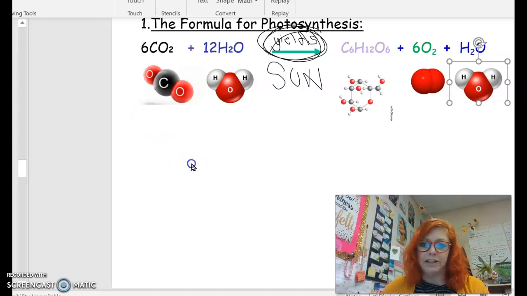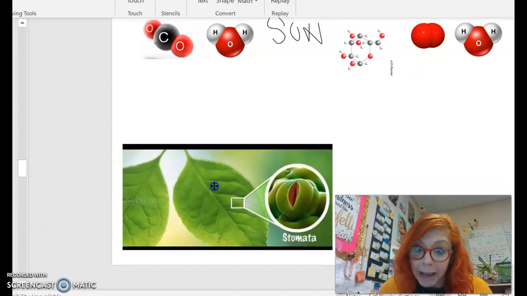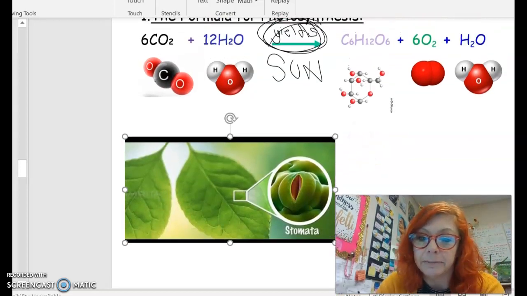Can you believe it? I'm gonna show you a picture from a microscope. I'm gonna put it right here. Look at that. Look at that little mouth. That is so crazy. And they literally open and close to get carbon dioxide when they need it and to let out oxygen. It's mind-blowing. I know what you're thinking. It's mind-blowing. And these are called stomata.